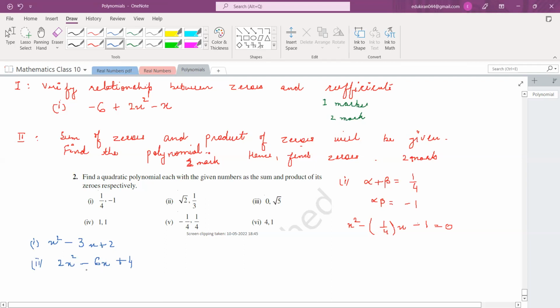Ma'am, you didn't... Yeah, that was the derivation, right? Just a minute. That is why I'm again coming to that topic. I just want to make that confusion clear. So that is why I'm again discussing it. Yeah, what you are saying, actually that was the derivation from where we get this relationship that alpha plus beta is equal to minus b by a and alpha beta is equal to c by a.